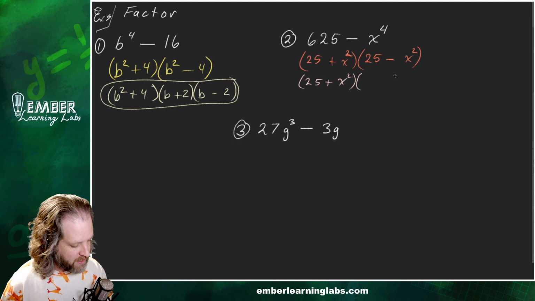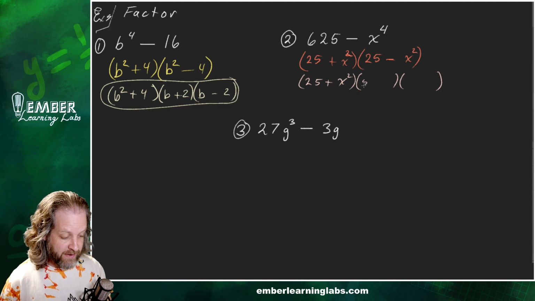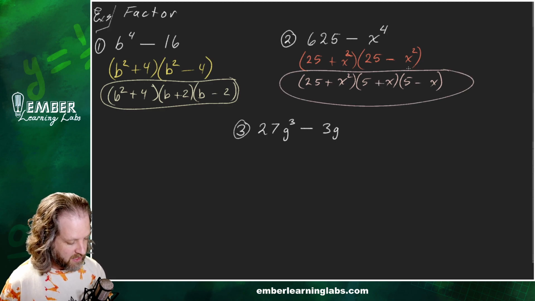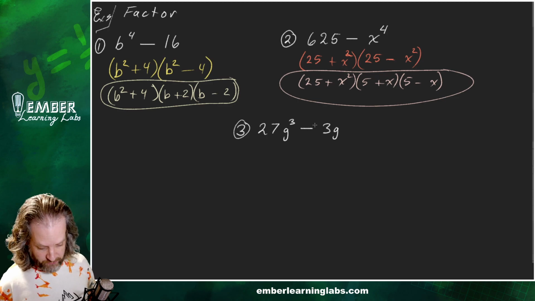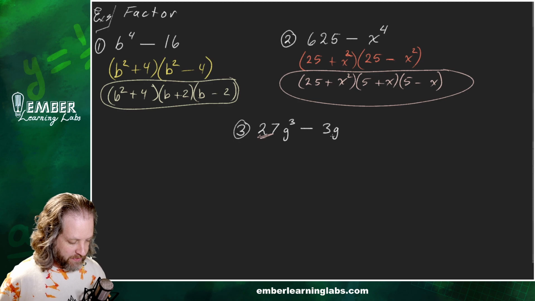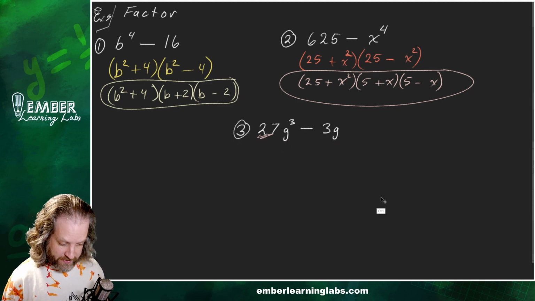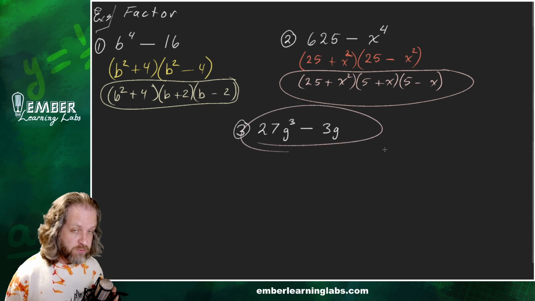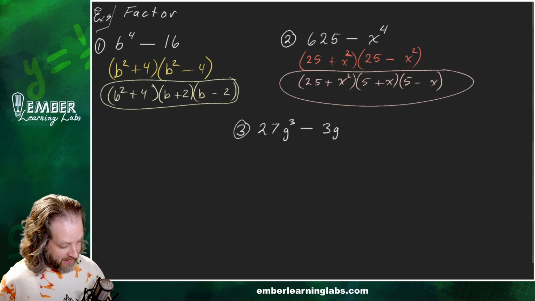Okay, so the same idea here. Two sets of parentheses. Open, close, square root of 25 is 5. Square root of x squared is x. Plus, minus. Easy peasy. Now this one right now is not a difference of two squares. 27 isn't a perfect square, 3 isn't a perfect square, g cubed and g to the first are not a perfect square. So you might be like, okay, it's prime. But wait, there's more. You can factor this.